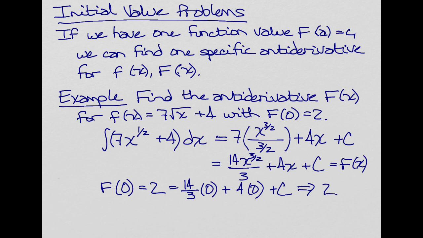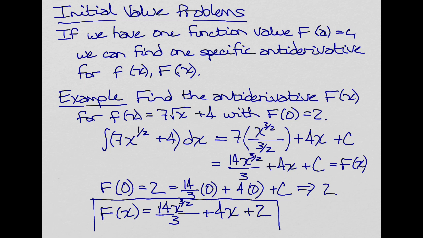So the particular antiderivative is, my function is the general antiderivative, so that's 14 x to the 3/2 over 3 plus 4x. And the particular one that has f of 0 equals 2 is the one where the constant is specifically 2. So this is not just any old antiderivative or all the antiderivatives, it's the specific one where the value of the constant is exactly 2.